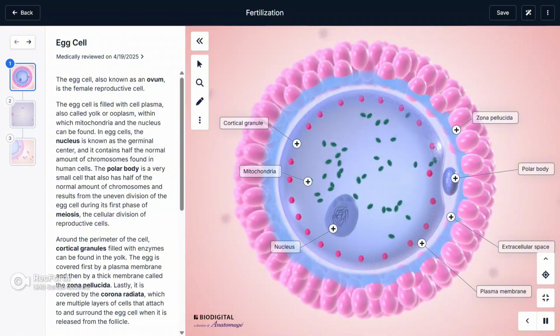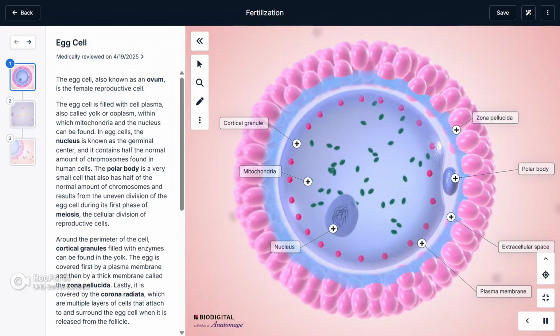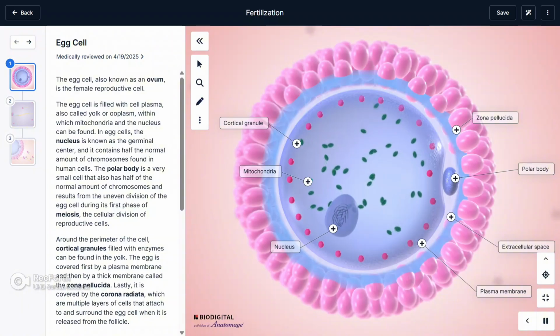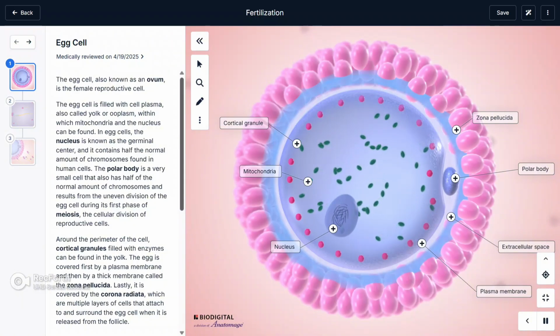The polar body is a very small cell that also has half of the normal amount of chromosomes and results from the uneven division of the egg cell during its first phase of meiosis, the cellular division of reproductive cells.